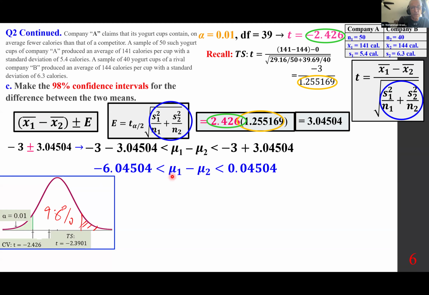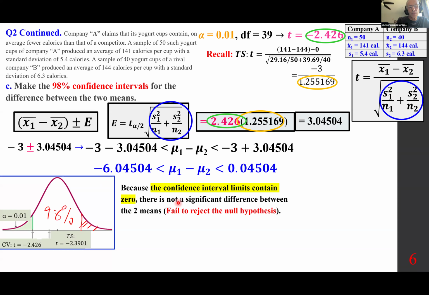And obviously, the confidence interval contains 0 because it goes from negative to positive. Because the confidence interval limits contain 0, there is not a significant difference between the two means. Fail to reject the null hypothesis.